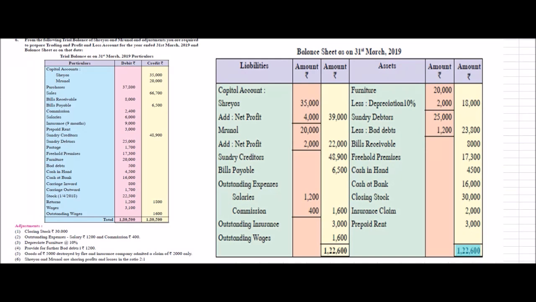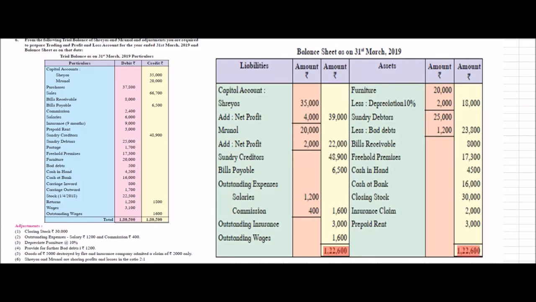Now we'll see the liability side total amount: 39,000, plus 22,000 plus 48,000, plus 6,500 rupees plus 1,600 rupees plus 3,000 rupees and 1,600 rupees. We need to add this whole amount. Then we got 1,22,600 as the total amount. So on both sides we got the same amount, 1,22,600 rupees.